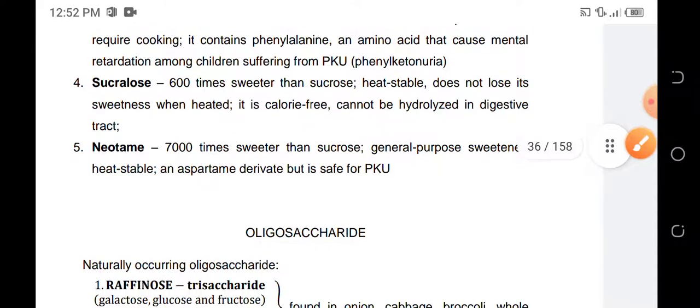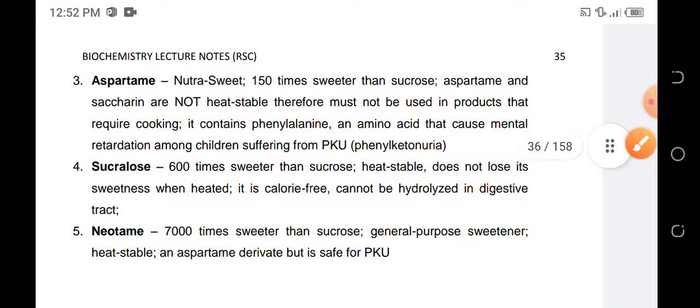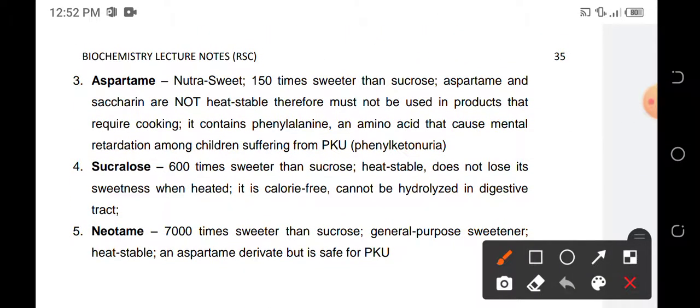And the last sugar substitute is neotame. Neotame is 7,000 times sweeter than sucrose. It's a general purpose sweetener, and it is heat stable, and it is also safe for those suffering from PKU or phenylketonuria.